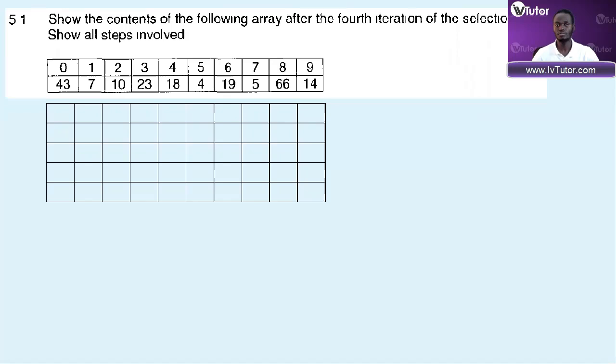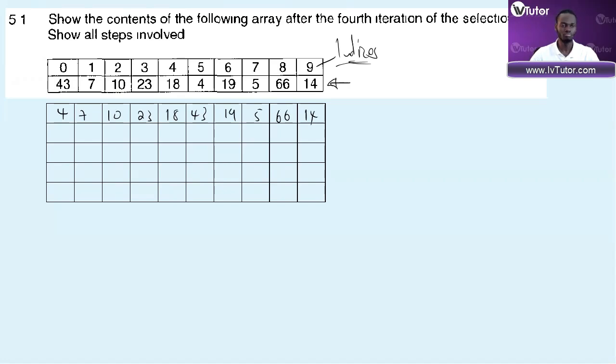This one says, show the state of the array after the fourth iteration of your sorting. So here's your array. These are just the indices or indexes, whichever way you prefer. So we want to obviously start by identifying the smallest number, which is 4. We swap 4 with 43, which means we end up with 4 here, 43 there. We got 7, 10, 23, 18, 19, 5, 66, 14.